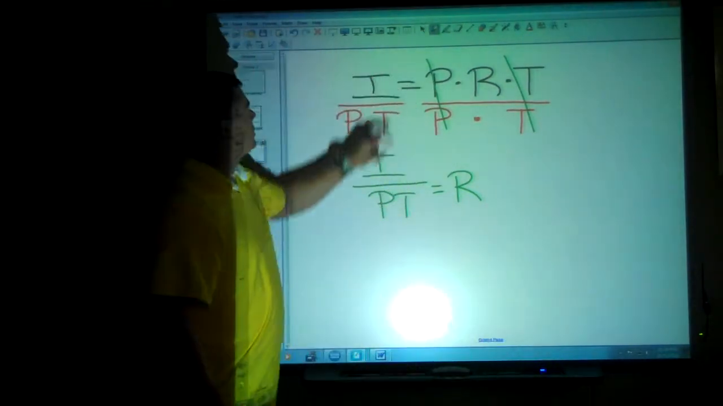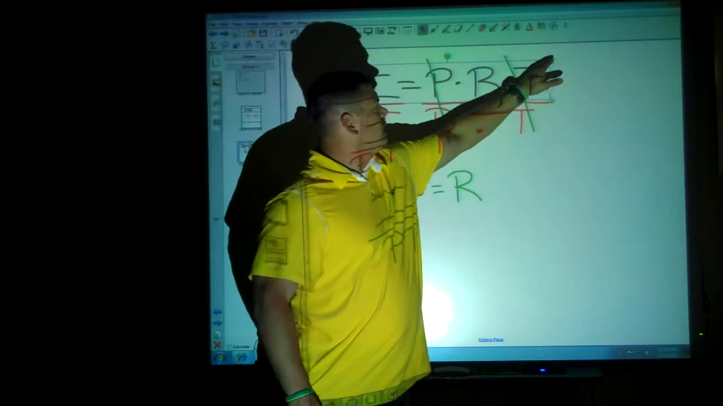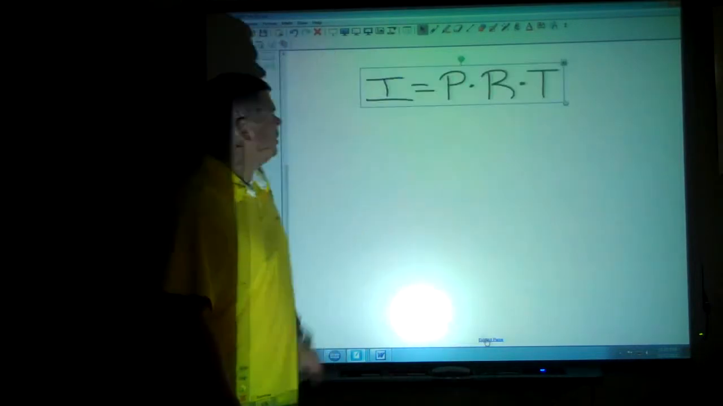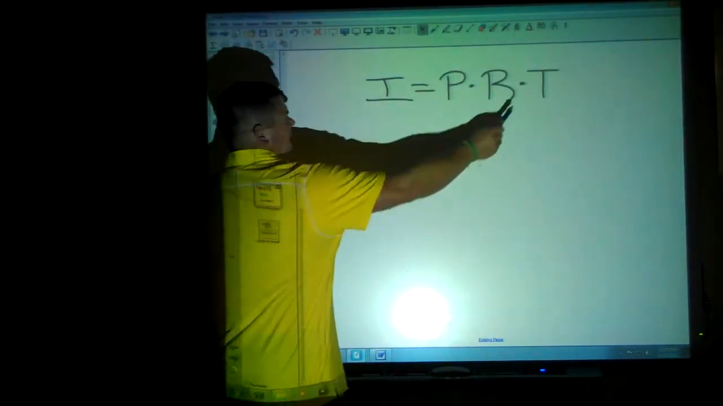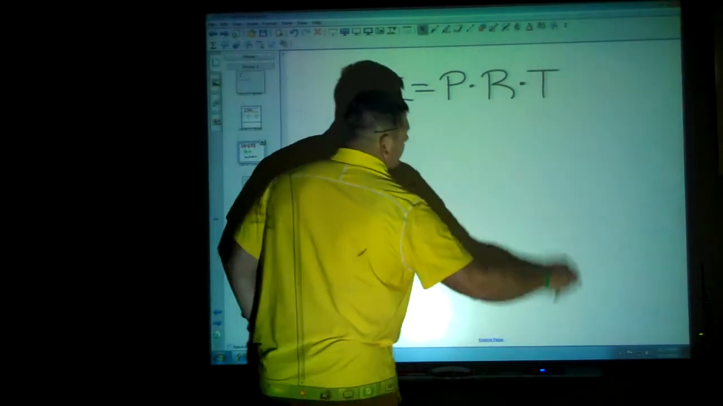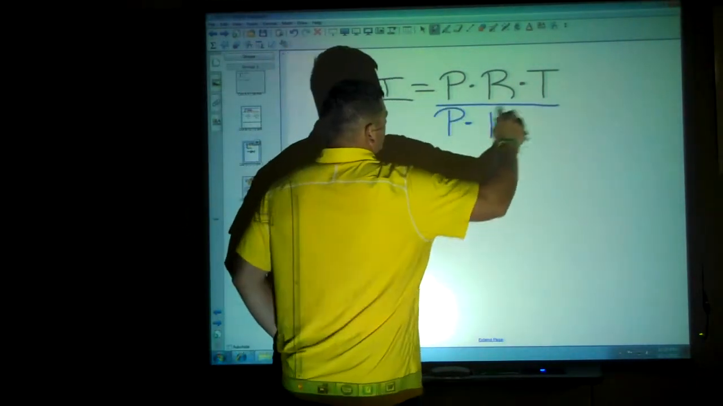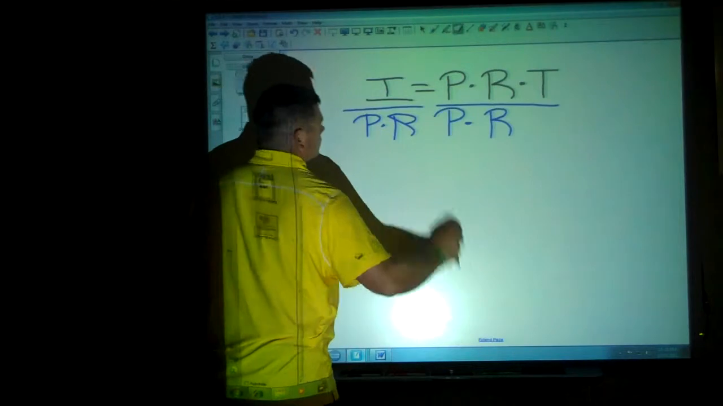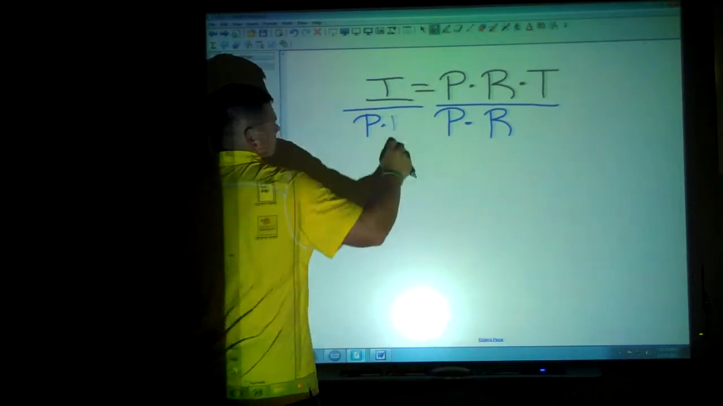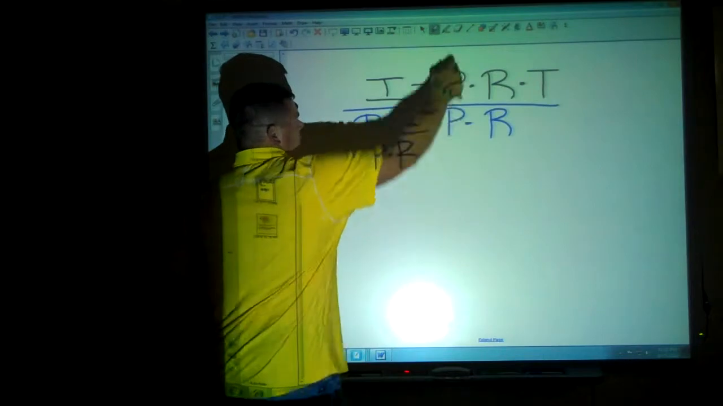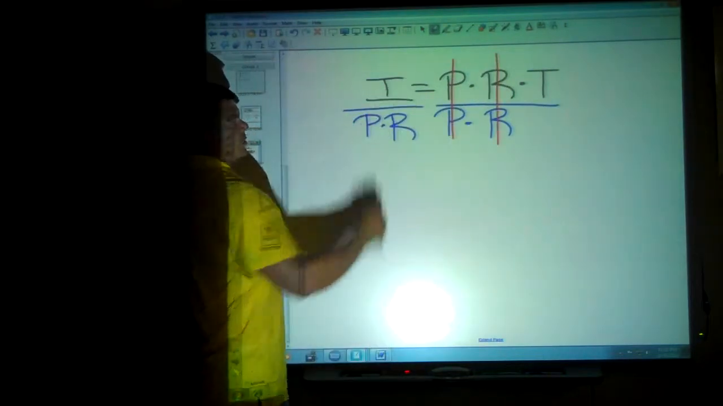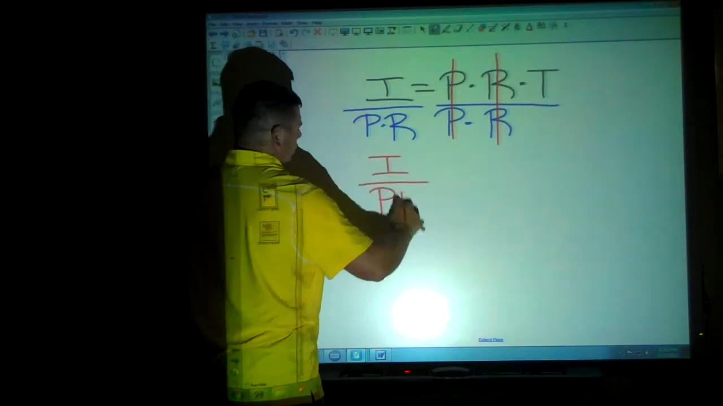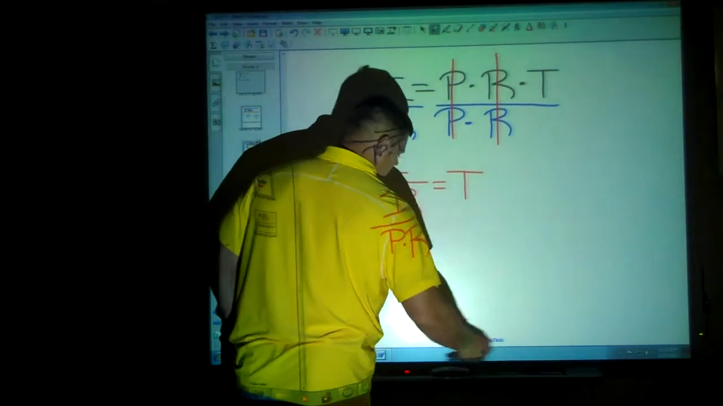All right, let's try that again, but this time, let's say we don't want to get r alone. This time we would like to get t alone. Well, if we want to get t alone, it's the same concept. T is being multiplied by p and r, so I would divide both sides by p times r. What you do to one side, you must do to the other. The p and the r on this side cancel, the p and the r on the other side cancel, leaving us with the t that we want. That's what t is going to equal. I over p times r is equal to t.